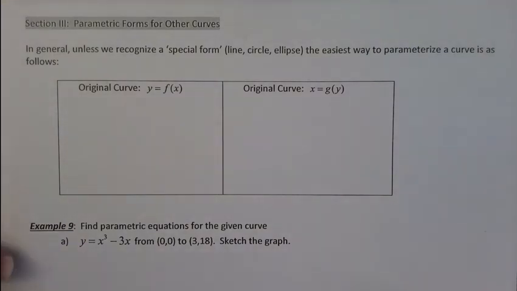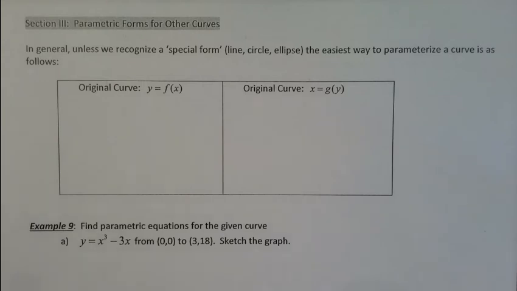So we are continuing with section 10.1. We've looked at how to find parametric equations for lines, and then also for circles and ellipses. In this little part, we're going to talk about how to find parametric forms for other curves.